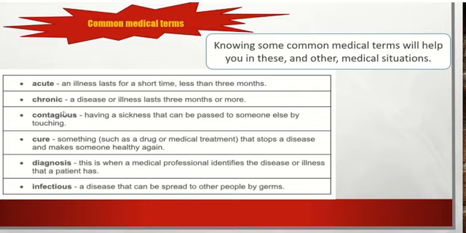Okay. Contagious meaning having a sickness that can be passed to someone else by touching. Cure meaning something such as a drug or medical treatment that stops a disease and makes someone healthy again. Diagnosis means this is when a medical professional identifies the disease or illness that a patient has. Infectious means a disease that can be spread to other people by germs.